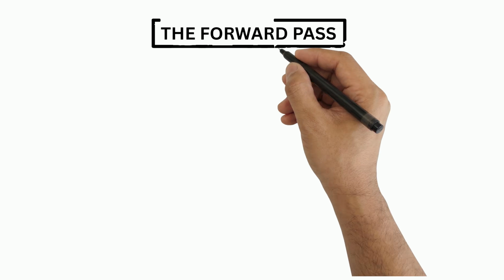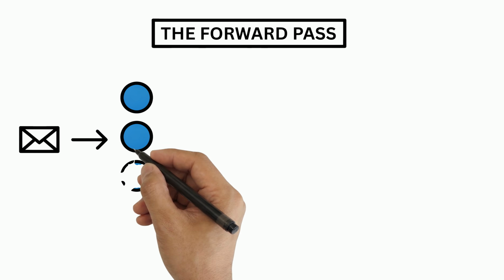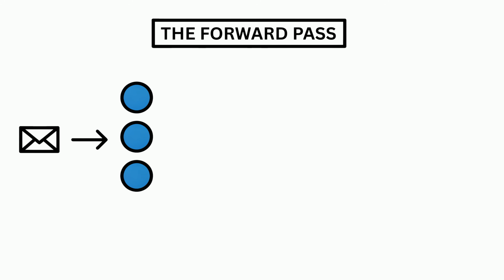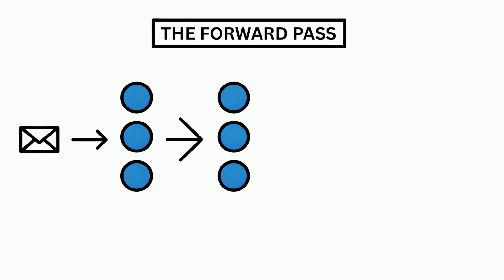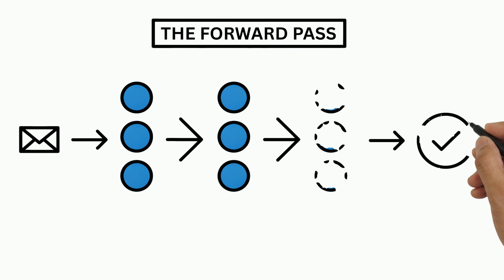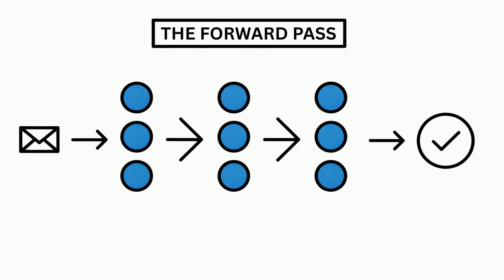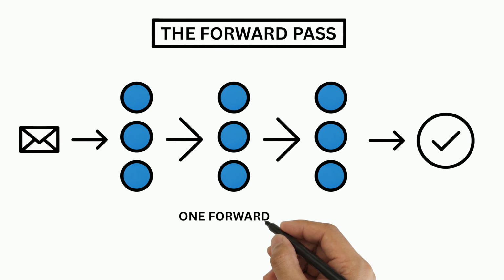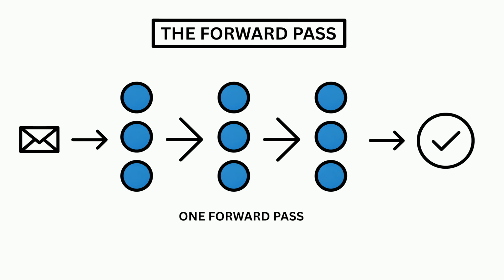Now let's trace the whole path at once. Raw data enters as numbers at the input layer. Each neuron in the next layer computes its weighted sum, adds its bias, and applies its activation function. That output becomes the input to the next layer, and the process repeats, layer after layer, until it reaches the output. This single left-to-right journey is called a forward pass, and it's exactly how a trained network turns a new email or file into an instant prediction.